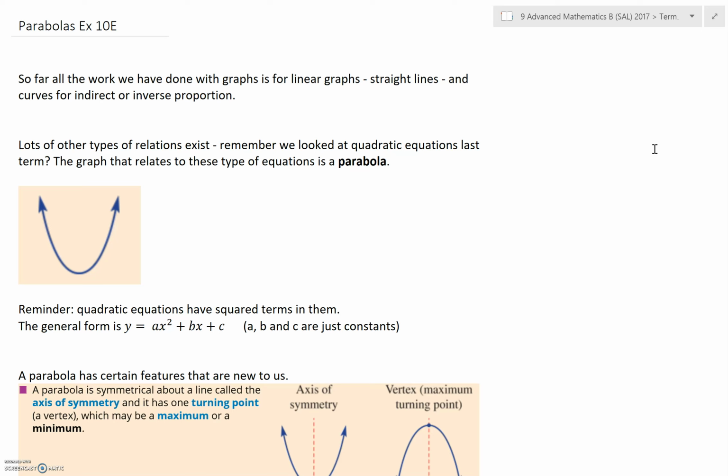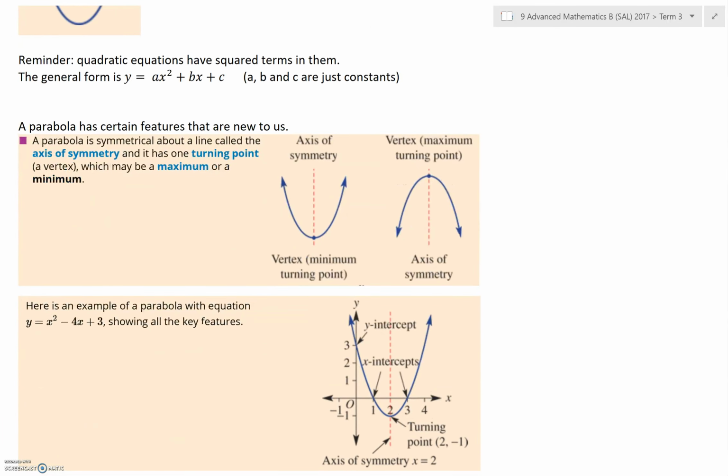A parabola is formed when you graph a quadratic equation, which we learned to do stuff with last term. So just a reminder what a quadratic equation is. It's still an algebraic equation, but it has squared terms in it. The highest term in it is a squared term. The general form of that equation is y equals ax squared plus bx plus c, and a, b, and c are just constants or numbers.